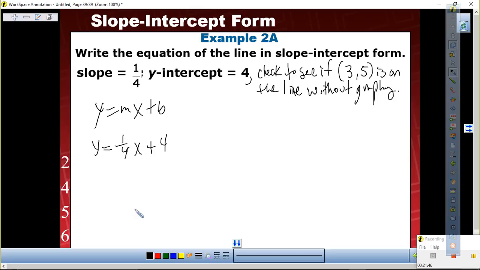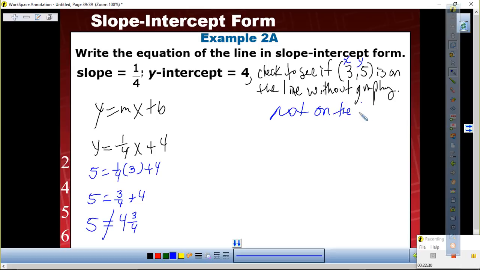Do you agree with that so far? So look up to the screen, please. If they're asking us to check if this point is on that line without graphing, what shall we do with these two values in our equation? Substitute, that is correct. So you write 5 equals 1/4 times 3 plus 4. What is 1/4 times 3? 3/4 plus 4. What is 4 plus 3/4? 4 and 3/4. Is 4 and 3/4 equal to 5? No, so you write not on the line.